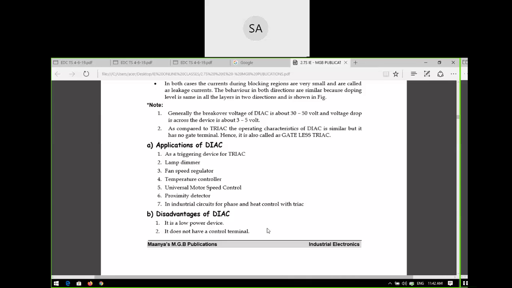The TRIAC is also used for phase controllers, so we will see that in the next class. There are also heat control circuits that are used with the TRIAC.